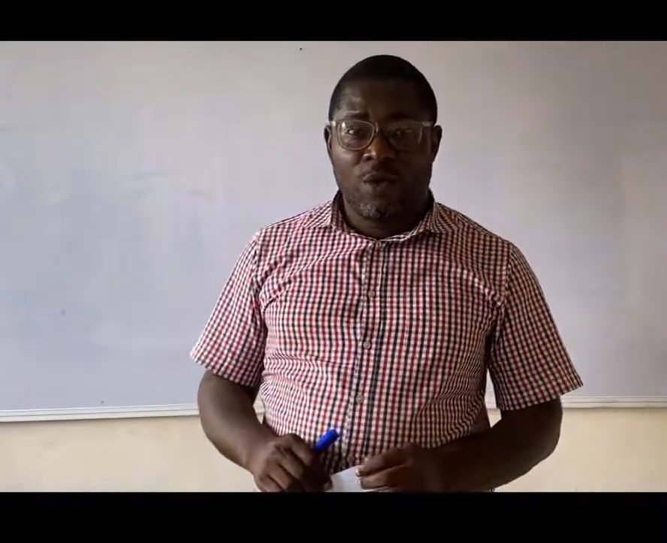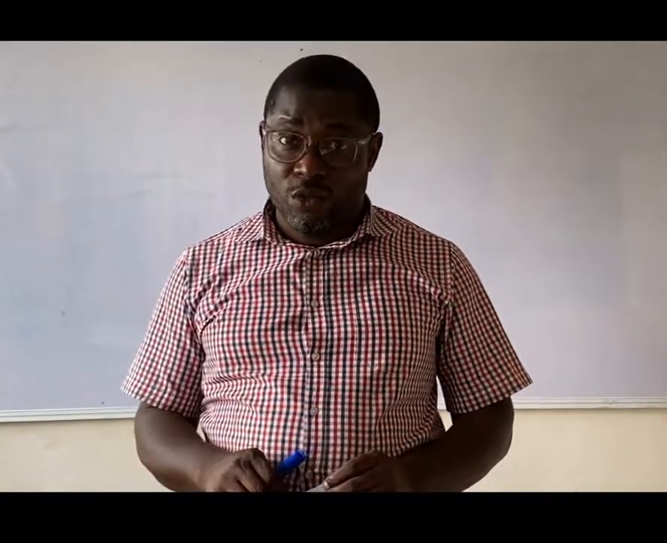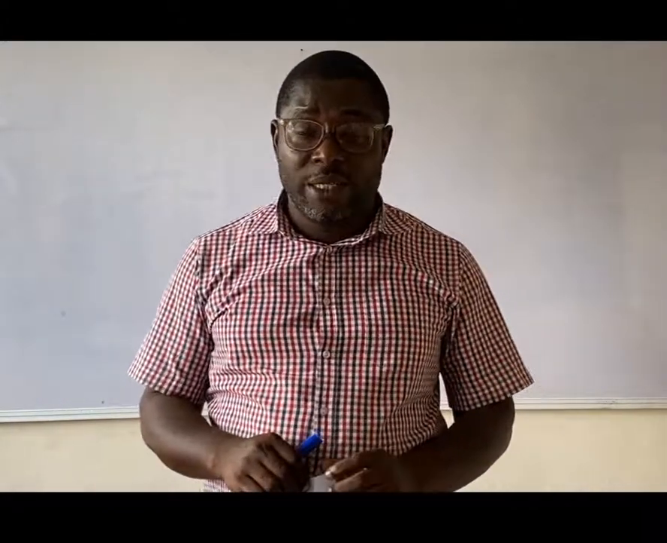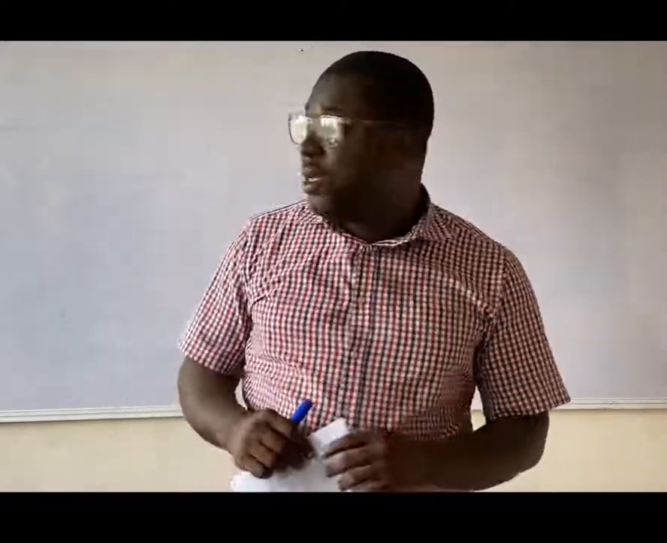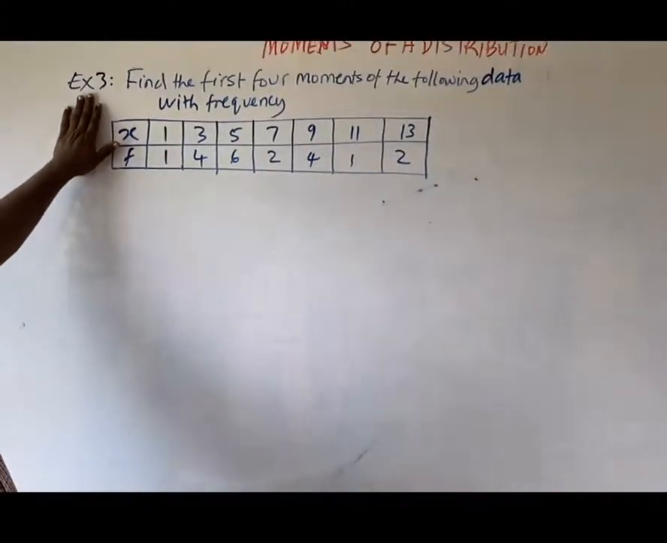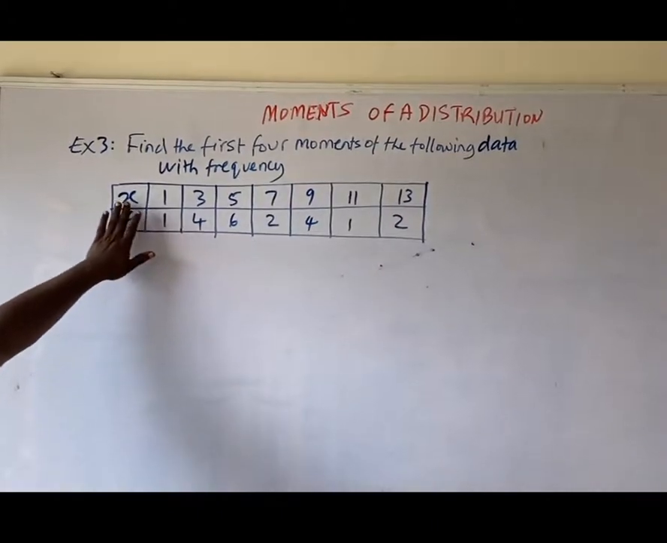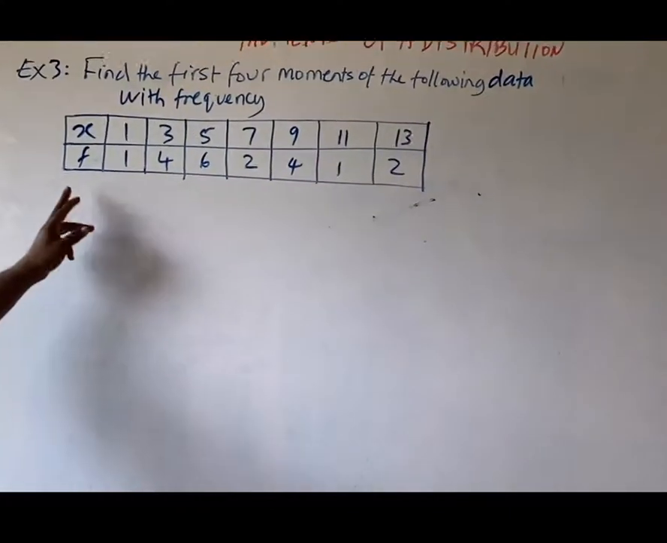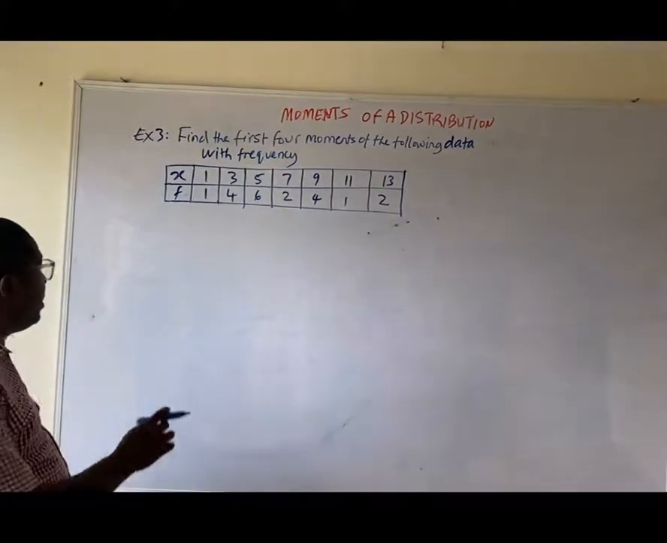Hello there. Welcome to another session on moments of a distribution. We're going to look at another problem on grouped data with frequency. Just follow me as we look at the workboard. Here we have another example, example 3, and we're looking at finding the first 4 moments of the data. We have our values as x: 1, 3, 5, 7, 9 to 13, and our frequencies as you can see above. Now let's draw a table.